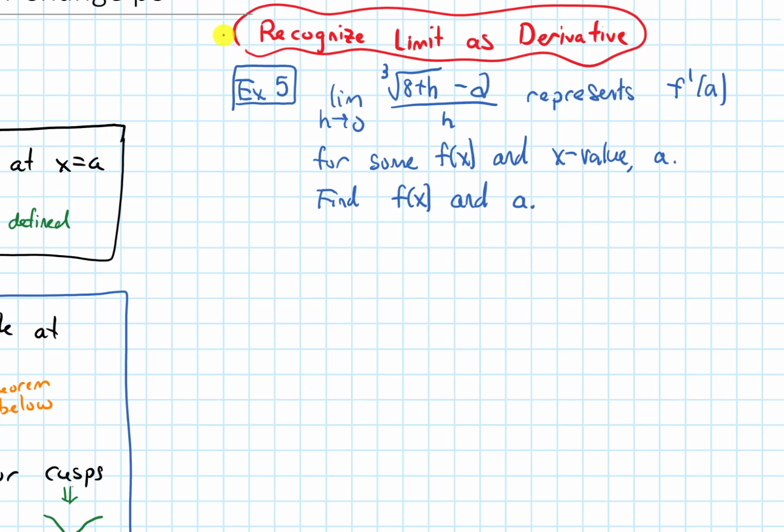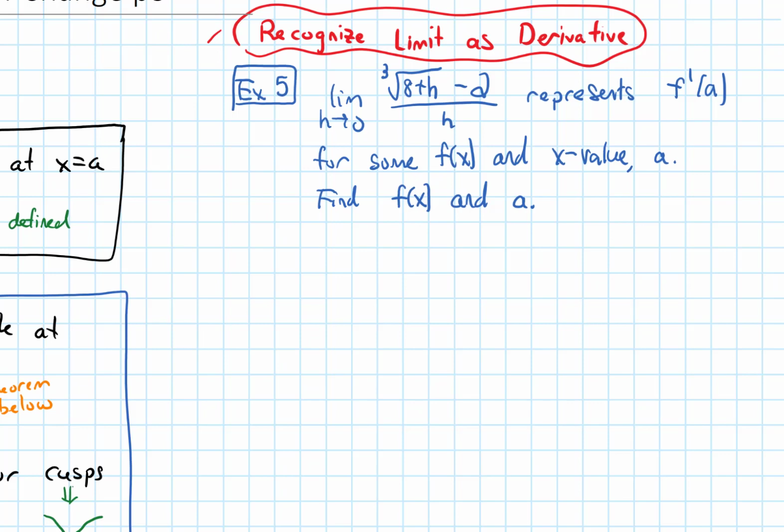In this video, we'll do an example in which we have a limit that is secretly a derivative in disguise. The example says the limit as h approaches 0 of the cube root of 8 plus h minus 2 represents f prime of a for some function f of x and x value a. We want to find that function f of x and find this number a.